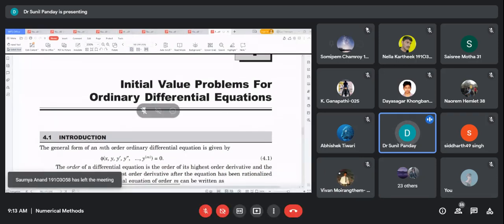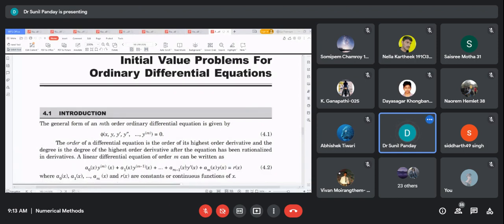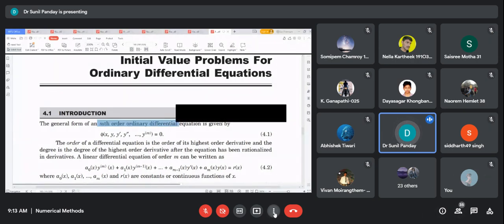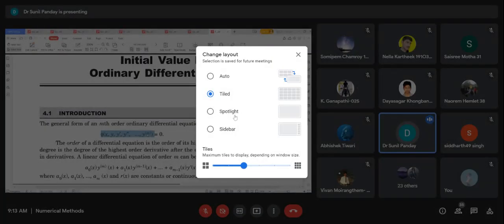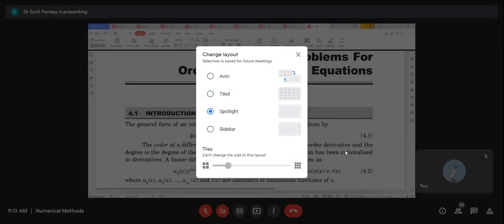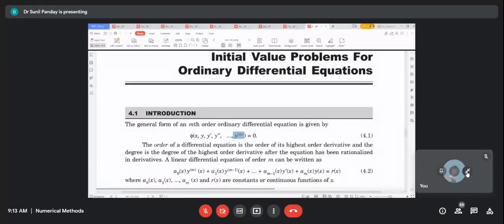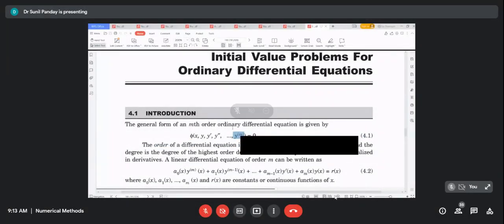Using our iterative methods. So, what is an initial value problem? We'll discuss this. Suppose you have an mth order differential equation, then we can write the mth order differential equation like this. It means it involves the derivative of the dependent variable up to order m.